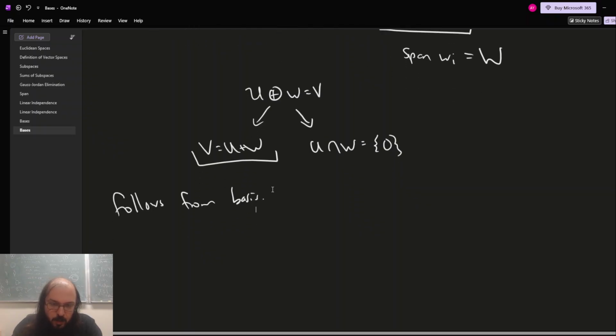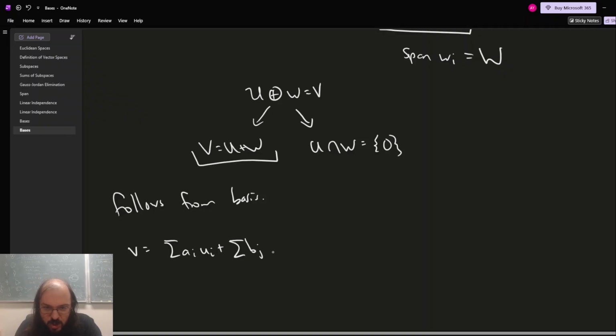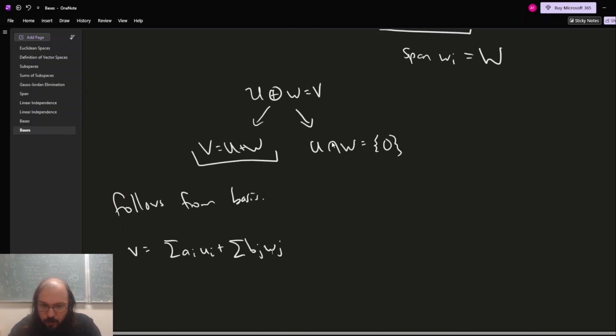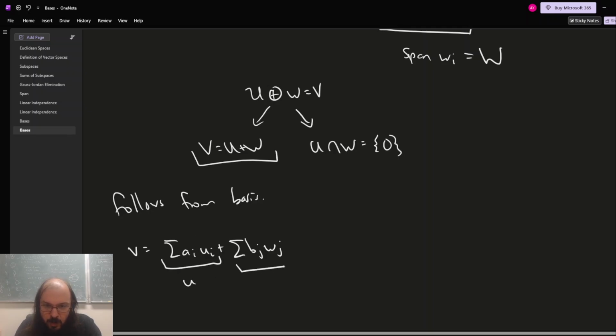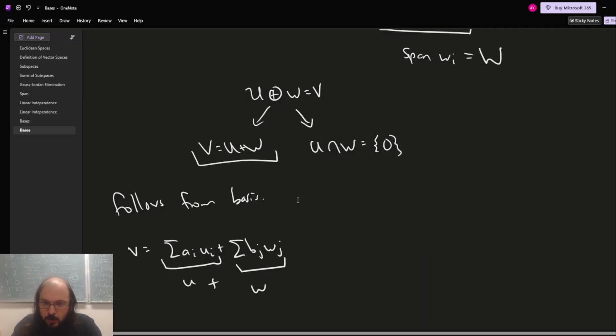To be clear, what I mean is that any vector V is some sum of AI UI plus some sum of BJ WJ, just because the U's and the W's are a basis altogether. So therefore, taking just the part as this to be U and just the part with the W's to be W, this is an equation of the form V equals U plus W. So that part's easy. We did it. The thing that's not completely trivial is to show that U intersect W equals 0.